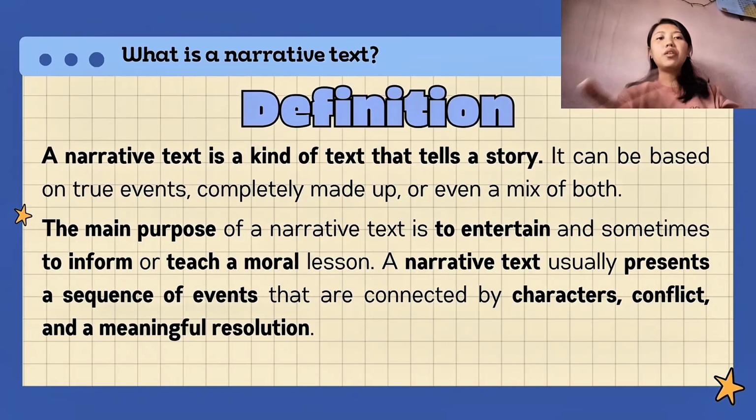The first one is about definition. Narrative text is a kind of text that tells a story. It can be real, based on a true event, imaginary, or even a mix of both. It has the main purpose to entertain and sometimes also to teach moral lessons to readers, because a story has some values, emotion, and culture from around the world.